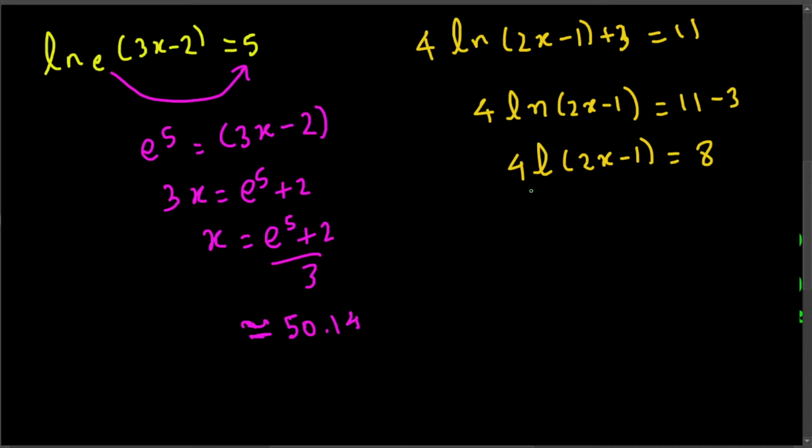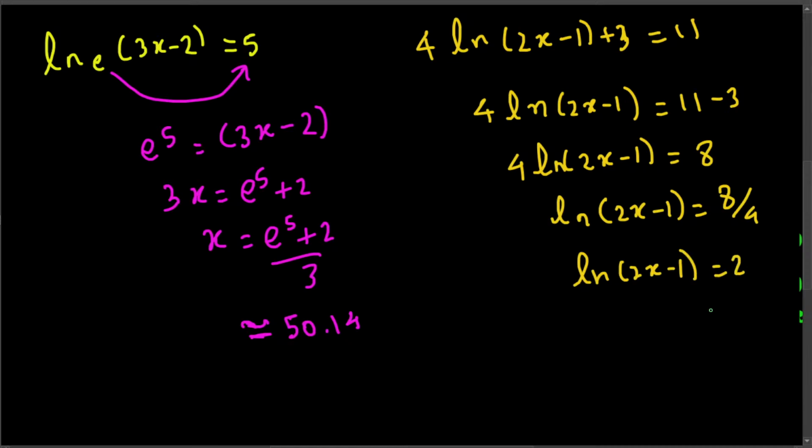The next thing I can do is bring this 4 also to the other side. So that's going to give us log of (2x minus 1) is equal to 8 over 4. Then log of (2x minus 1) is equal to 2. Okay, and log is basically log e. If you expand this, this is log e, so there's a base of e right here, and this e I can bring to this side.